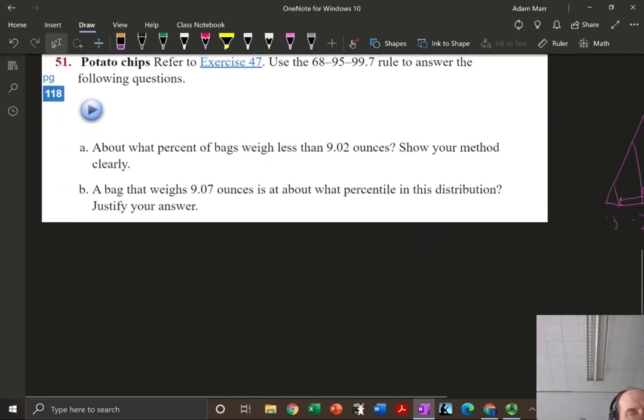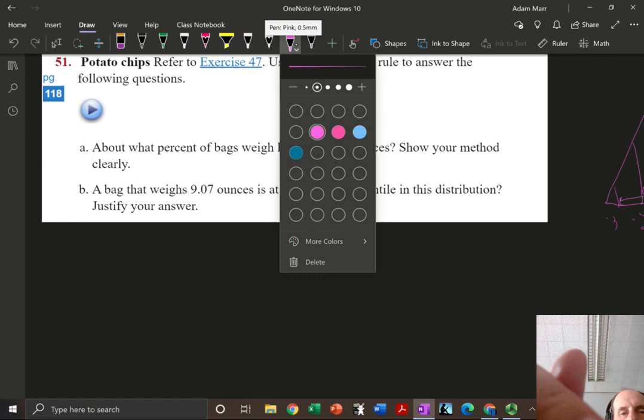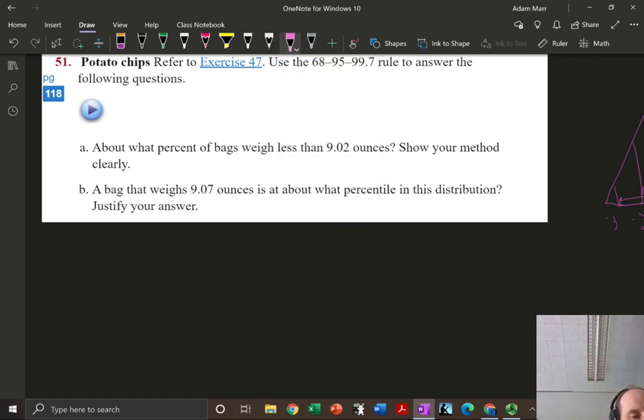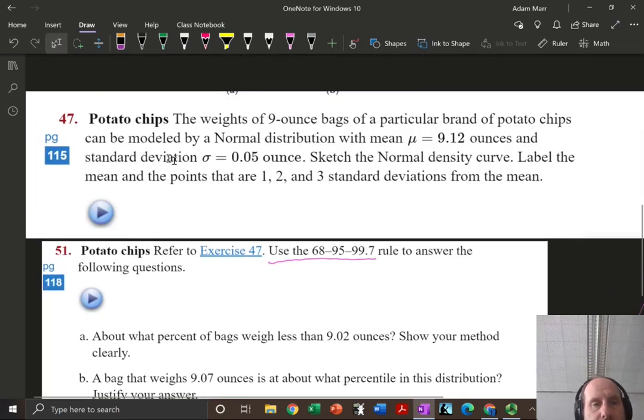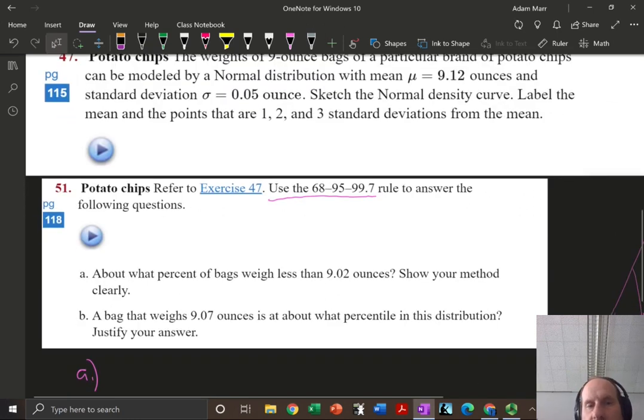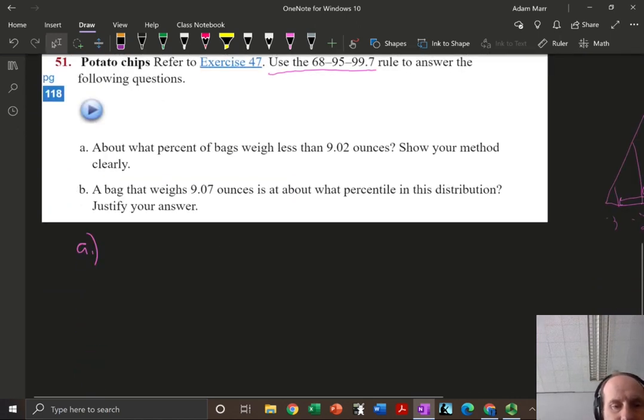Now, as I said in class though, in this particular question, you could conceivably just answer this using normal CDF and showing your work that way. However, it could be a multiple choice question or something that forces you to actually use the empirical rule. So let's do it how they said, using the empirical rule. But I want to make it clear, since this data is approximately normal, modeled by a normal distribution, you could do this by using normal CDF. So let's take a look.